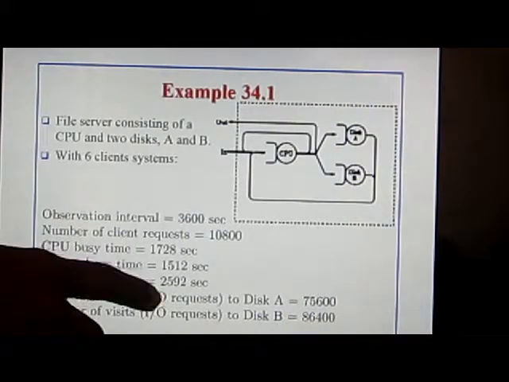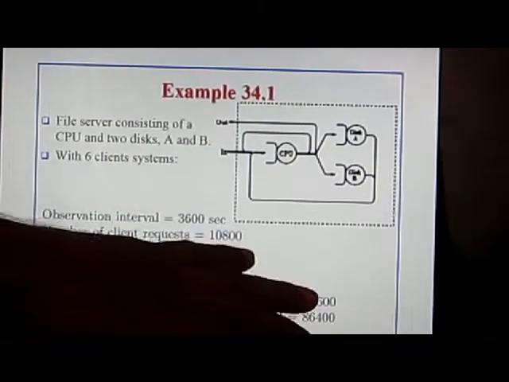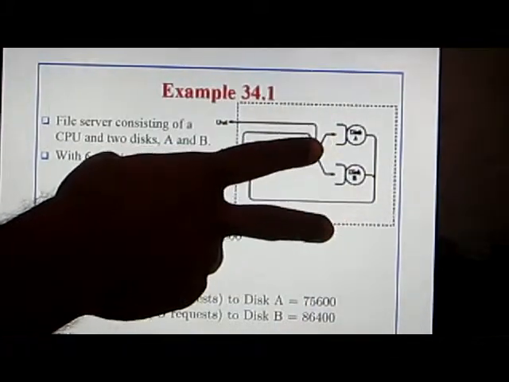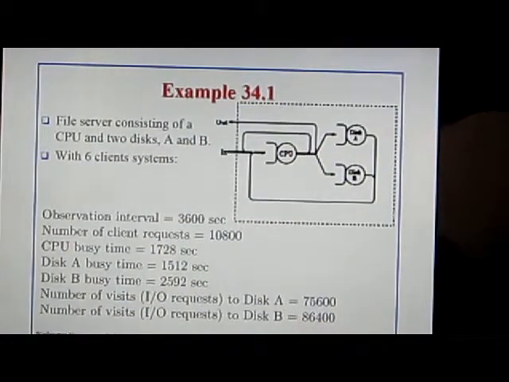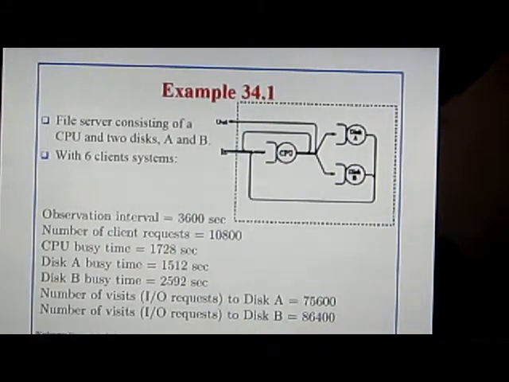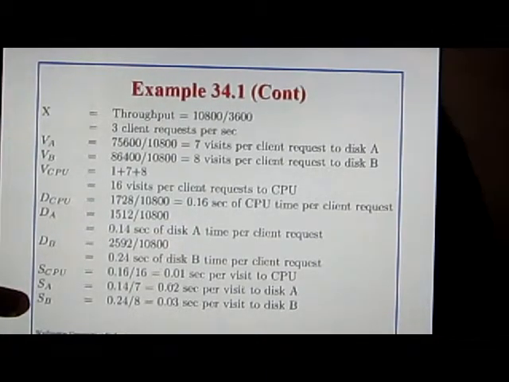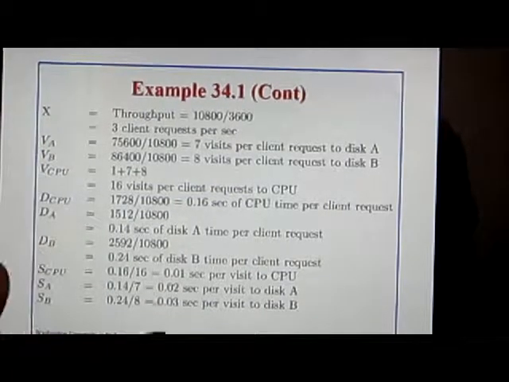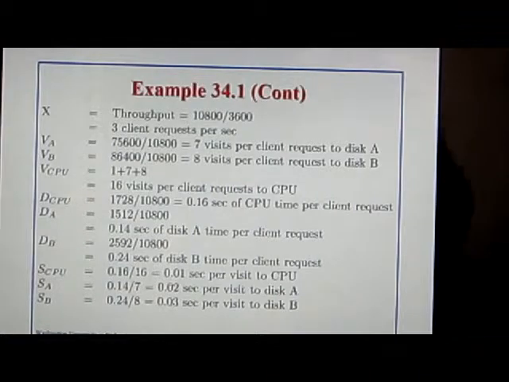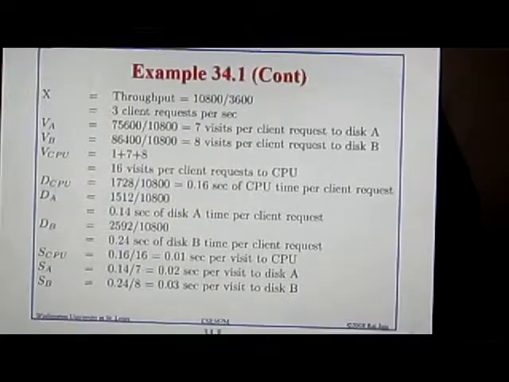Disk A and B busy times we have further calculated. Whenever a disk is busy, the CPU will also be busy, so the CPU busy time will be more than the disks. Here we have all the assumptions, and we have calculated this. So with this, I am finishing the seminar.